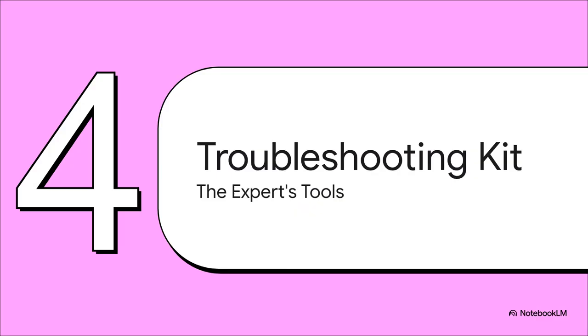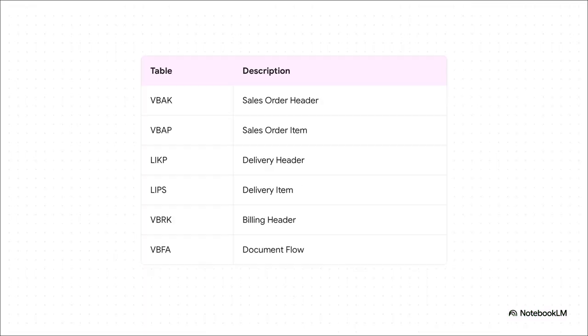Okay, so things are going to go wrong. It's inevitable. How do the experts figure out what's happening under the hood? Well, they use a special set of tools. And honestly, this kit right here is what separates a junior person from a senior consultant. The most powerful tool of all is SE16N.